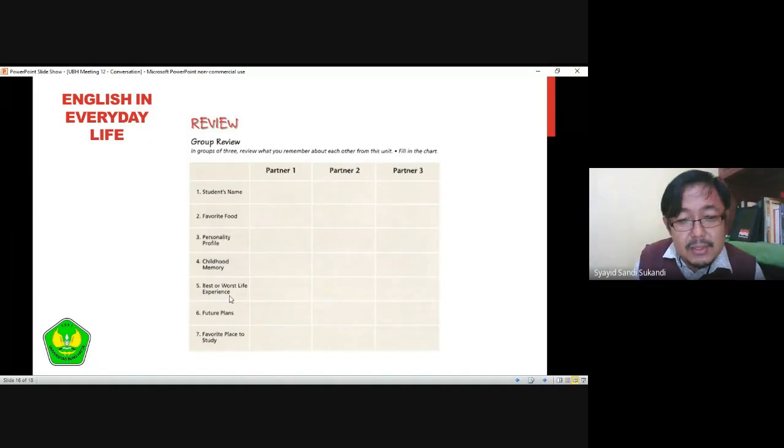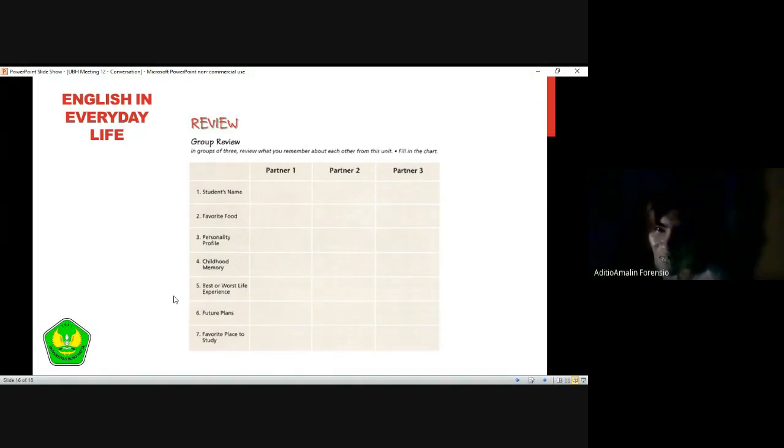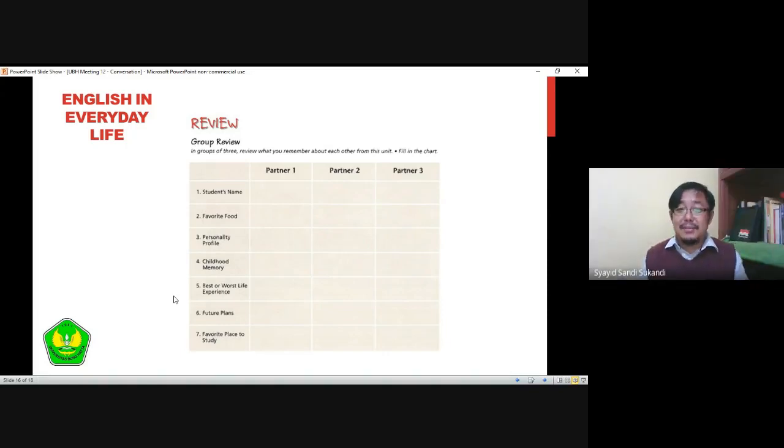Number five, best and worst life experience. The best life experience for me was when I went to the U.S., to the United States, and met many different types of people in my life, from white people, albino, to the darker skinned people, African. That's the best life experience. I saw people who are fat and who are skinny, and people respect one another. That's the best life experience, and I really like that.